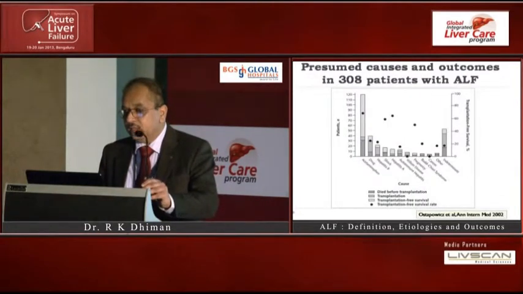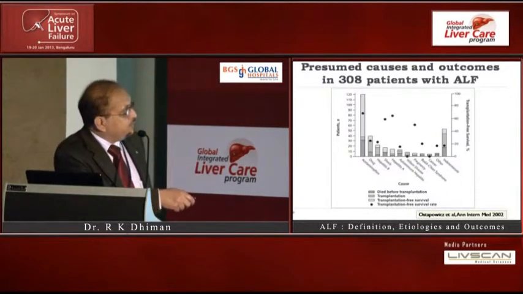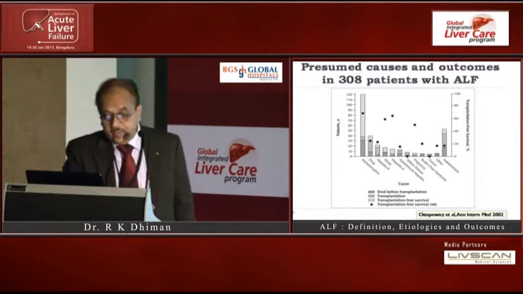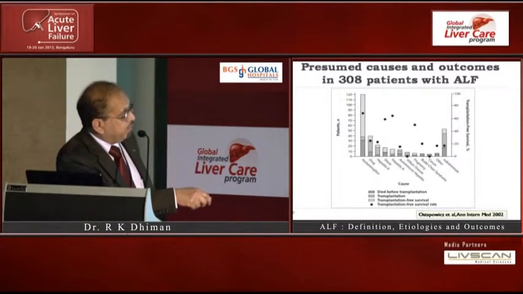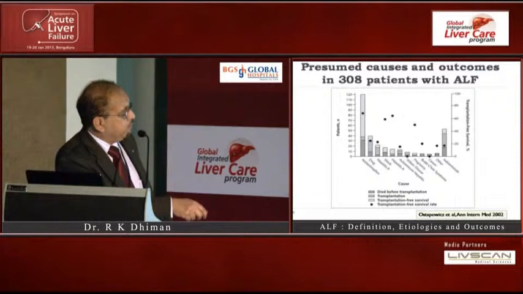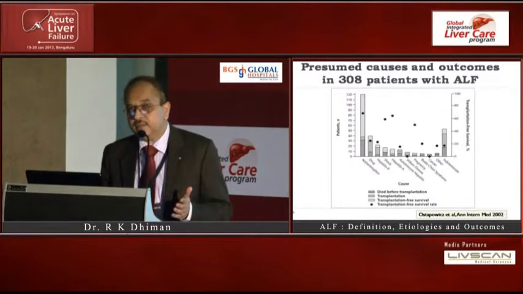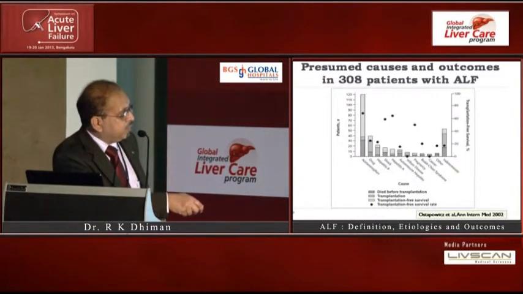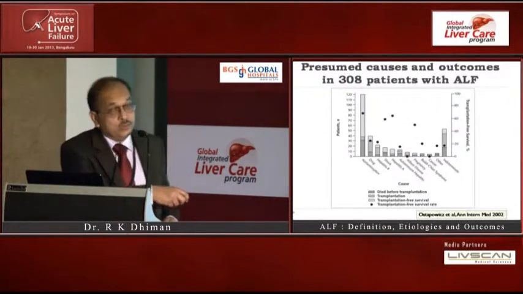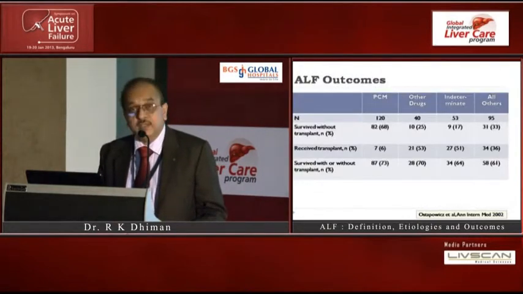The last part, that is the outcome. The outcome is better in patients who have the etiology of paracetamol, shock, that is ischemic, hepatitis A, and pregnancy. Here the survival without liver transplantation exceeds 50%. But if you look at hepatitis B, Wilson's, Budd-Chiari or autoimmune hepatitis, the survival is less than 25%. Therefore, patients with these etiologies require liver transplantation, that is the middle group, in more than 50% of cases, while it is only 6% in those who have the better etiology with the better outcome.